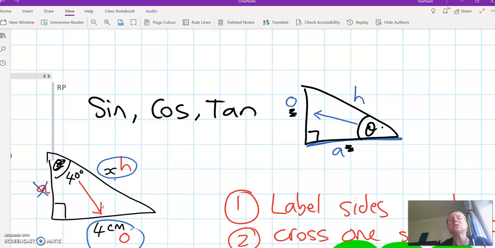So we've got these friends called sine, cos, and tan. We can use them to help us figure out how long a side is or how large an angle is on any right angle triangle, provided that we've already got two other bits of information.